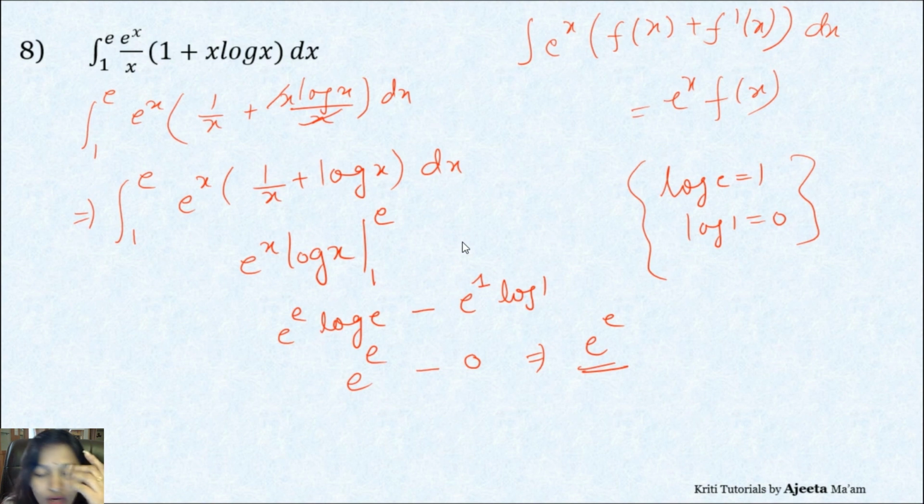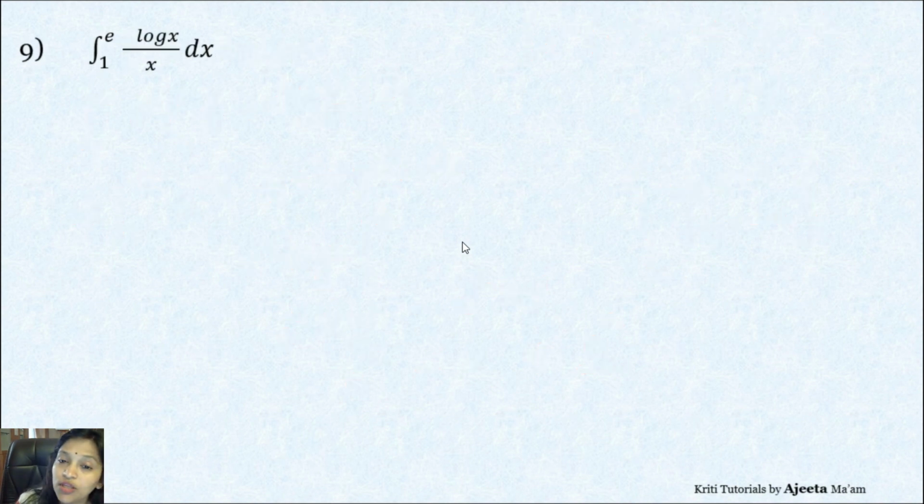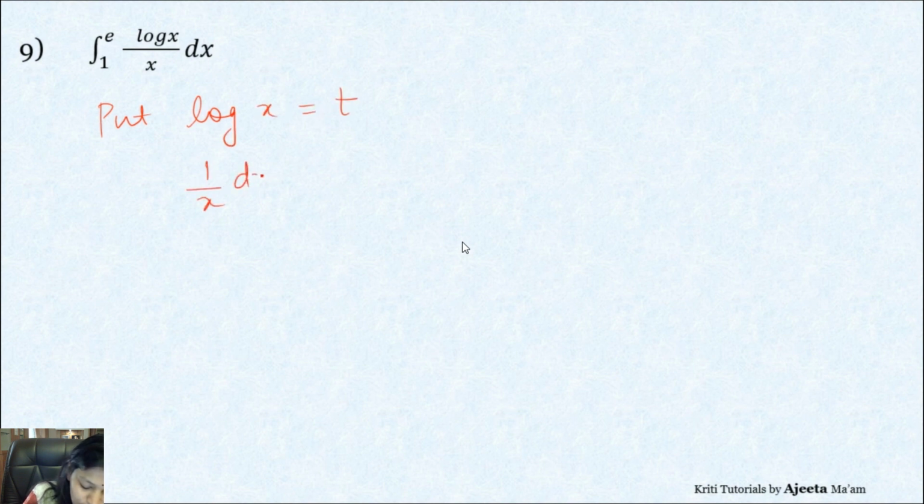But remember the values for the different log constants. Log 1 is always 0. Log e, because we are going with the natural log, will be 1. Okay, now let's move on. Now 1 to e log x upon x. What can we do? Very simple thing. Yes, we will put log x as t. So 1 upon x dx will be dt.